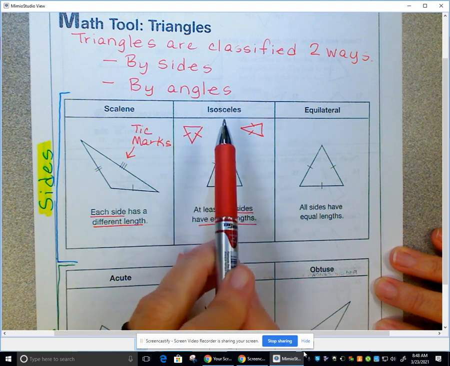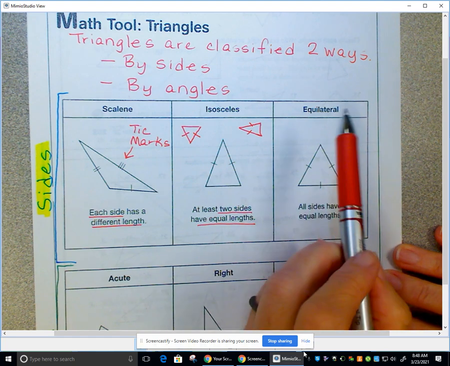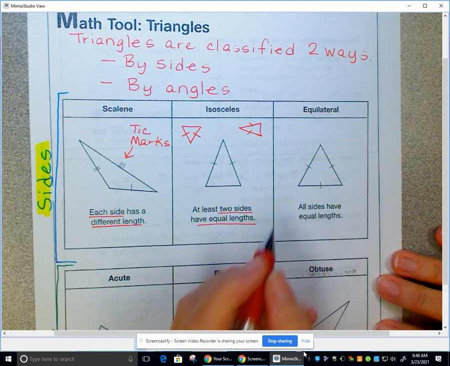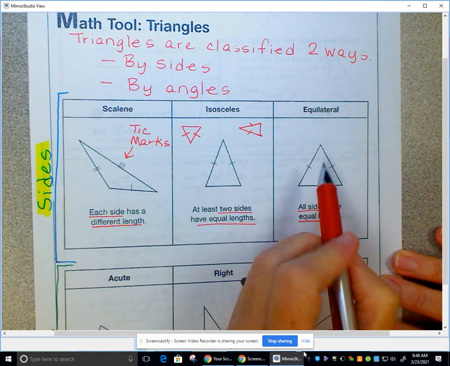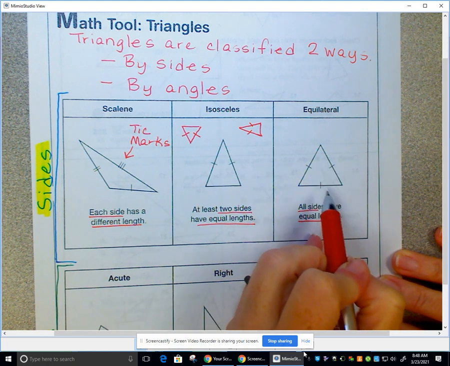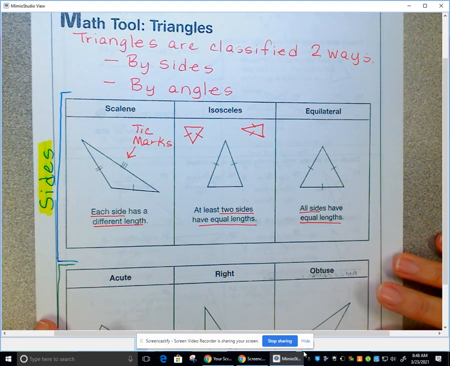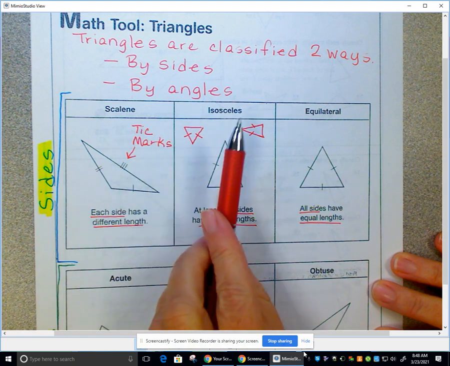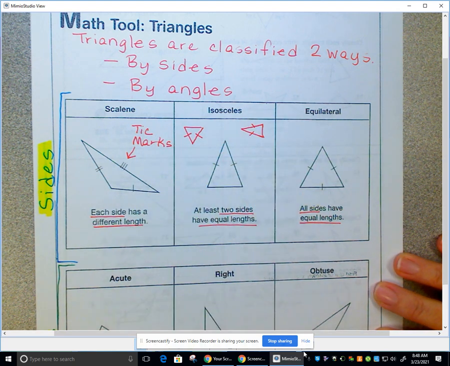So isosceles. And then we come over to equilateral. Equilateral is perfect in every way. All sides have equal lengths. See, 1 tick mark, 1 and 1. I'm telling you, all of those sides are exactly the same. So we've got scalene, isosceles, and equilateral. That's talking about the sides.